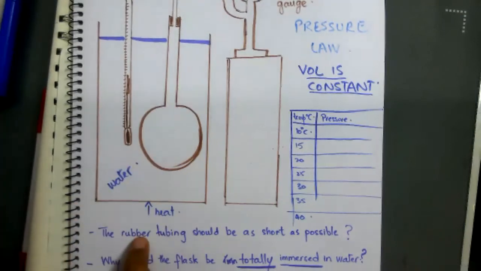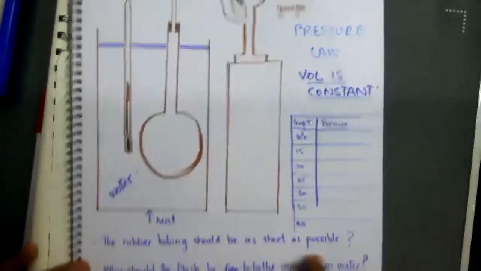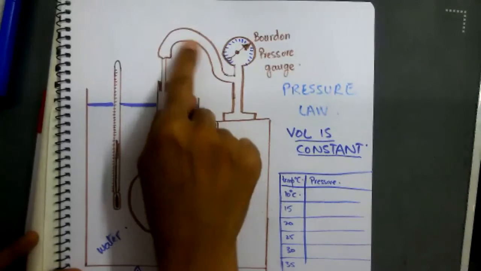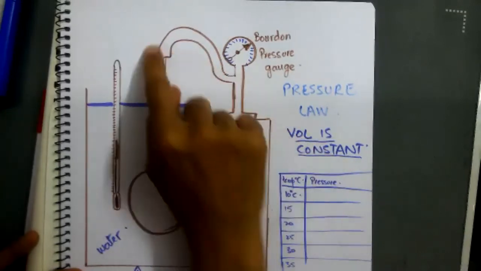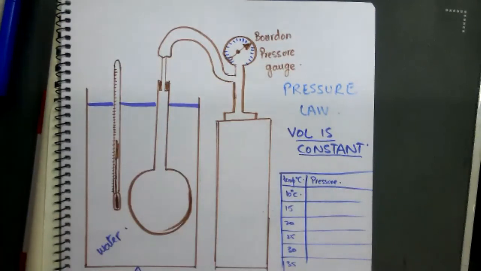Now, another thing that your book mentions is that this rubber tubing should be as short as possible. Why? This rubber tubing, which is connecting the round bottom flask with the Bourdon pressure gauge, should be as short as possible. Why is that? Yes, Ariba?